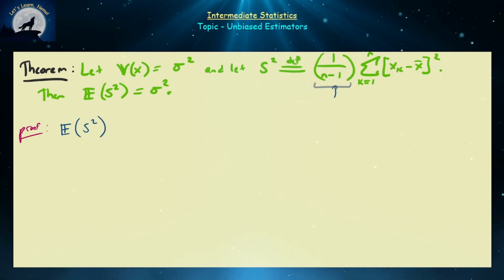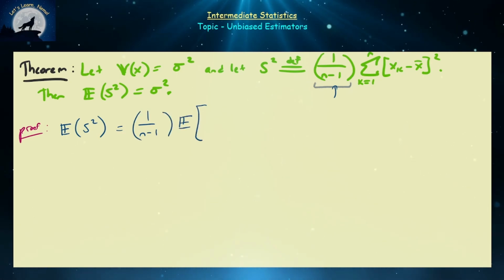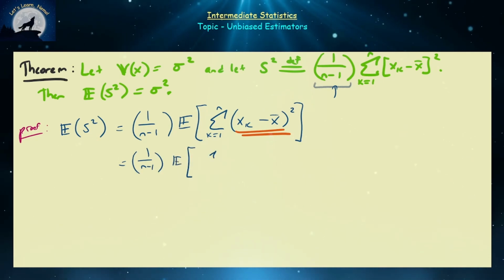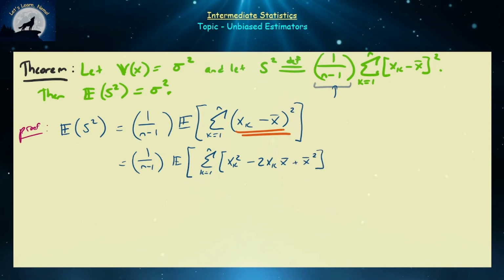Keep in mind, 1 over n minus 1 is just a constant, so we can factor that out completely without any issues. So we're going to have 1 over n minus 1 times the expectation of the sum from k equals 1 to n of (xk minus x bar) squared. I want to expand that form out just to see if we can do anything there. So we're going to have 1 over n minus 1 times the expectation of the sum from k equals 1 to n of xk squared minus 2 xk x bar plus x bar squared.